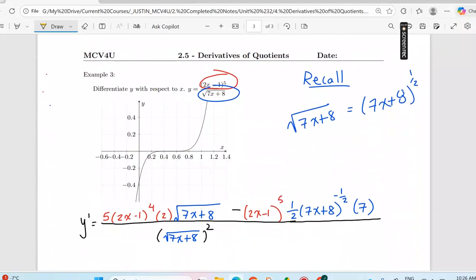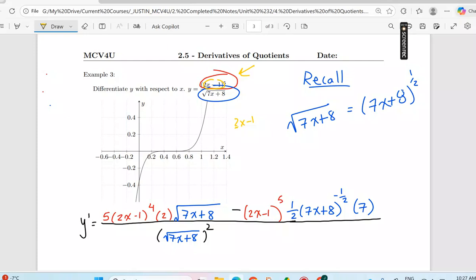Differentiate y with respect to x. Again, we're doing the same thing. It looks a little bit more complicated, but it's the same. So y prime would be the derivative of the top, which is 5 times (2x minus 1) to the exponent 4, times 2, chain rule. After you differentiate the outside, you have to differentiate what's on the inside. 2x minus 1 is on the inside of that bracket.